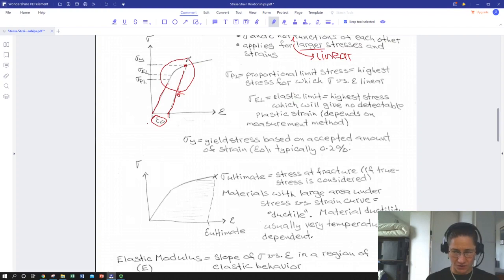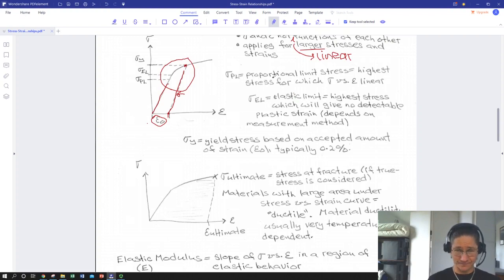Again, we won't concern ourselves so much with this, but in the area right around yield, you'll see yield associated stresses with different names: the proportional limit, the elastic limit, and the 2% offset yield. They all have slightly different definitions. So the biggest reason that we're presenting this here is so when you look something up in a handbook, you have an idea of what it's talking about.